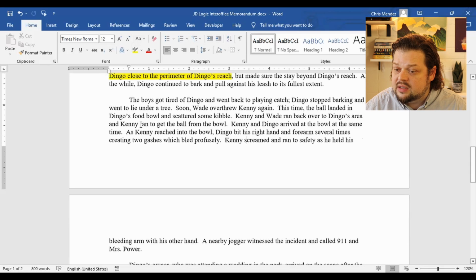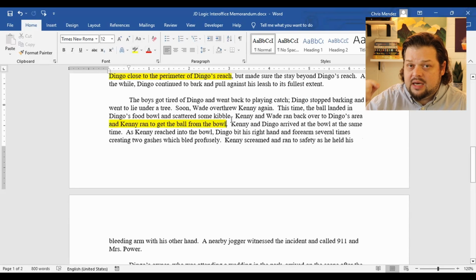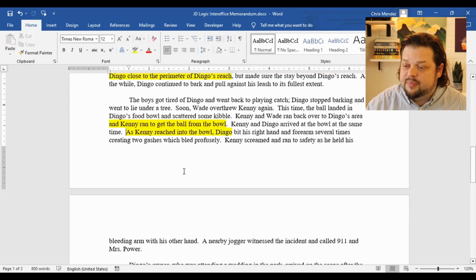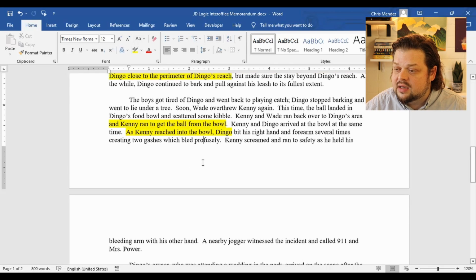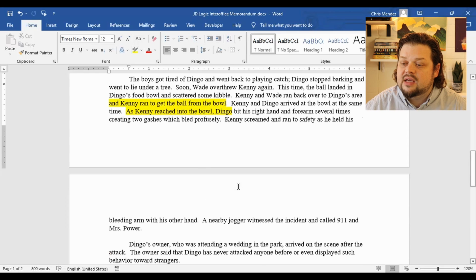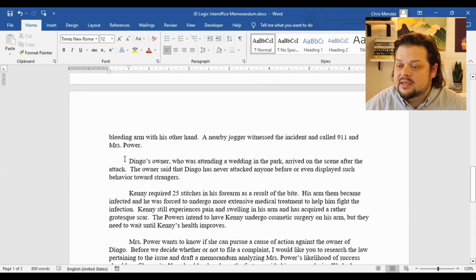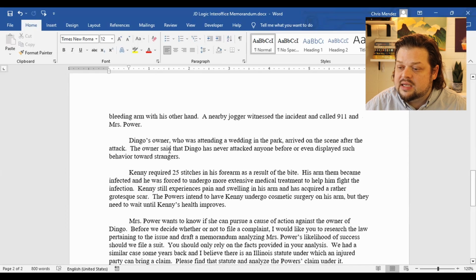Okay, so we need to know that the ball landed in the bowl. Kenny goes inside the dog's perimeter now, and he reached inside the bowl before he was bit. Maybe that's important for provocation. Kenny screamed and ran to safety as he held his bleeding arm with his other hand. A nearby jogger witnessed the incident and called 911 and Mrs. Power. Dingo's owner, who was attending a wedding in the park, arrived on the scene after the attack. The owner said Dingo has never attacked anyone before or even displayed such behavior towards strangers.